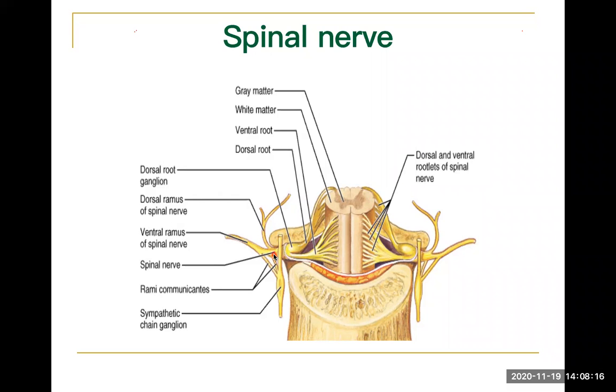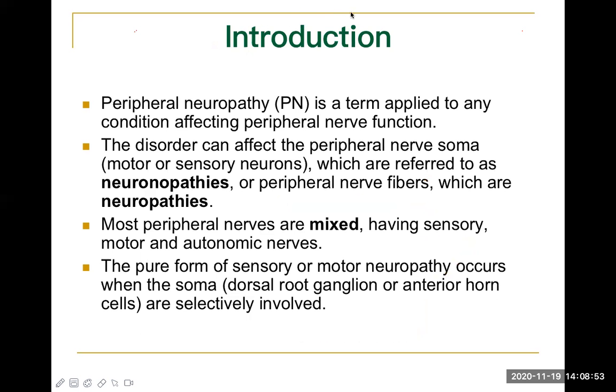After a spinal nerve is formed, it will quickly divide into ventral ramus and the dorsal ramus. And there are rami communicantes also there. This rami communicantes is the connection between the spinal nerve and the sympathetic ganglion. See, this is the sympathetic chain ganglion there. So there is a connection between the spinal nerve and the sympathetic ganglion. This is done by rami communicantes. So this is in short the anatomy of the spinal nerve, which I'm sure every student knows by now. With this, let's enter into our topic.